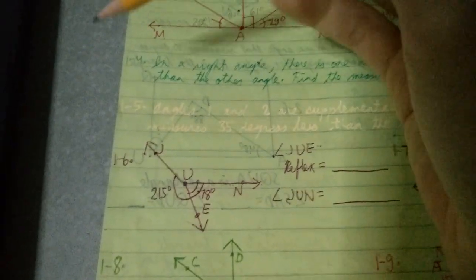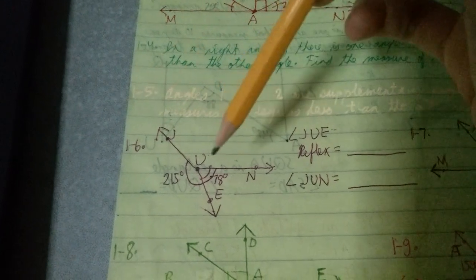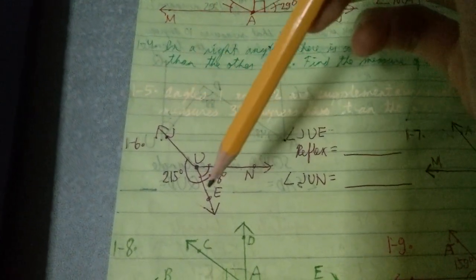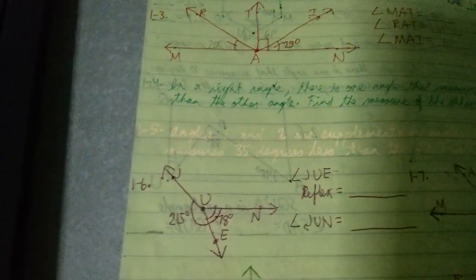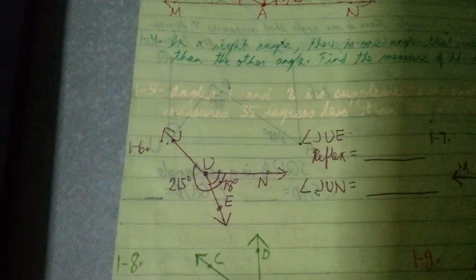Ano yung JUE? Yung ito. Yung reflex, di ba? Yung reflex angle. Okay? When we say reflex angle, it's an angle that measures more than 180 degrees. So we know that this is an obtuse angle, but this is the reflex angle. So how do we do this?